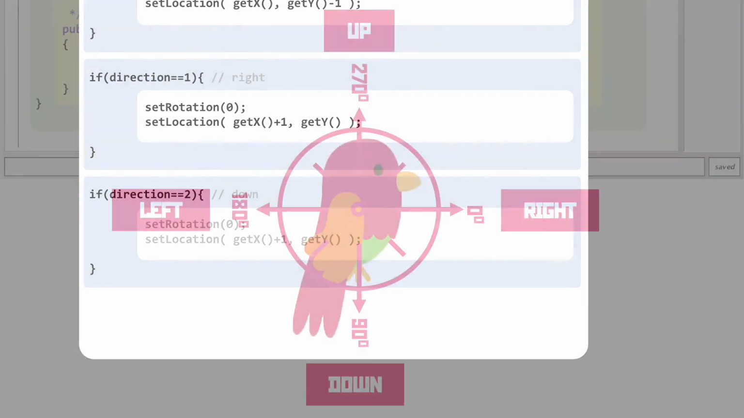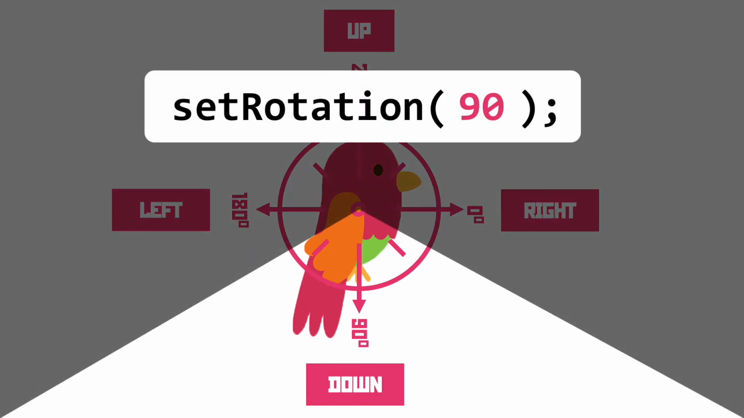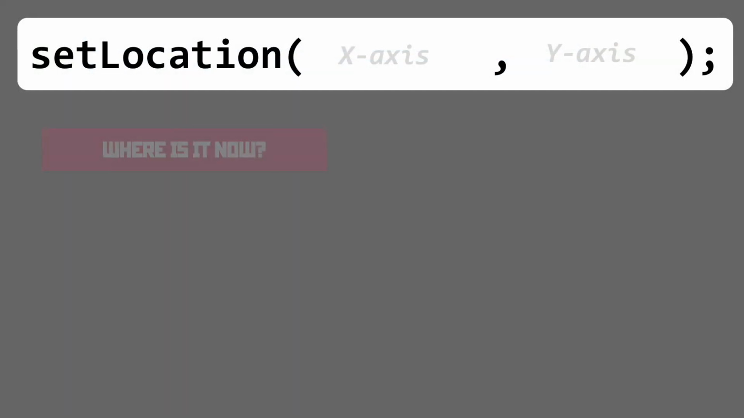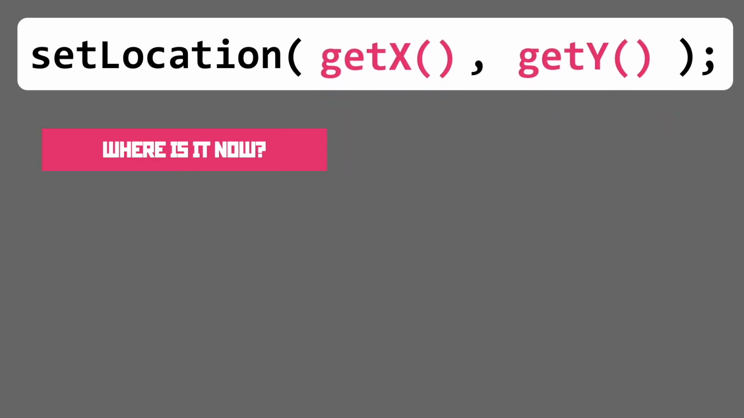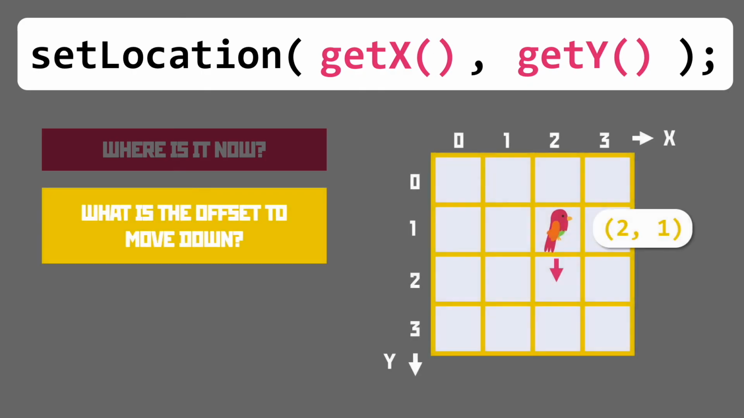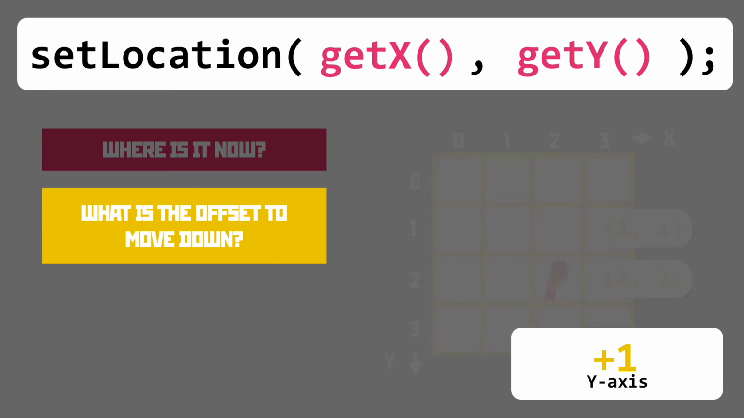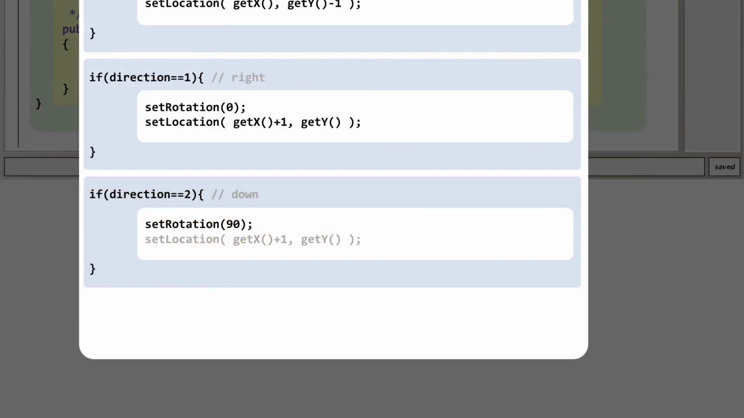Okay, so down. What was the rotation angle we needed for that? Let's take a look. Okay, 90 degrees in this case. Let's get that into the code. That's cracking. How about the set location code? Well, we know how to get the current location. There's our get X and get Y code again, but what about the offset for down? In our virtual world, the parrot is moving from position 2-1 all the way down to position 2-2. So the Y axis is being increased by 1. This gives us an offset of plus 1 in the right-hand argument for our function. Okay, let's get that typed up.